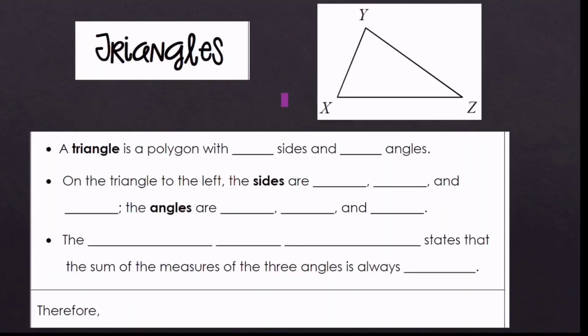When we talk about a triangle, it's a polygon. A polygon has many sides. Tri means three. So a triangle has three sides and three angles.